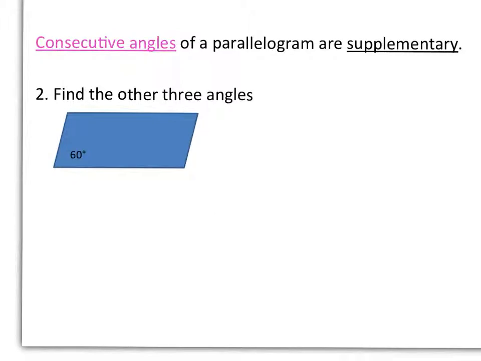In a parallelogram, consecutive angles are supplementary. So in number 2, we want to find the other three angles. So if I take 180 minus 60, I get 120 degrees. So that means this angle is 120 degrees because it is consecutive with the 60. And then also this top left angle will be 120 degrees because it's consecutive with the 60. And then if I took 180 minus 120, I would just get 60 again. So then the top right angle is 60 degrees.